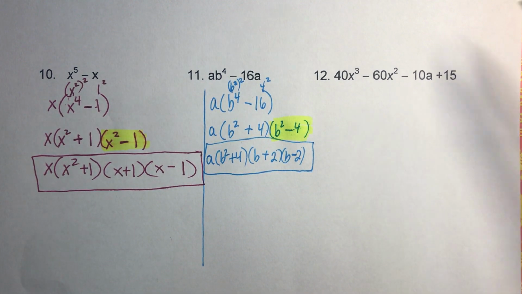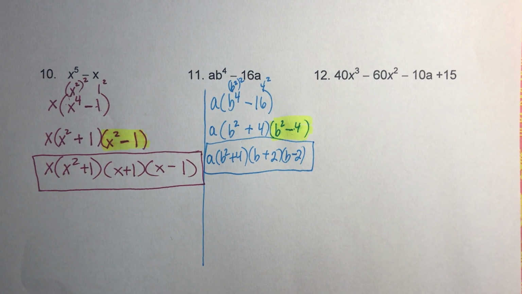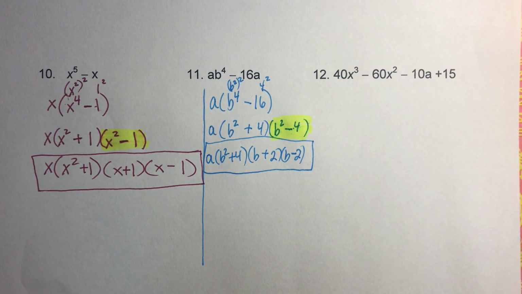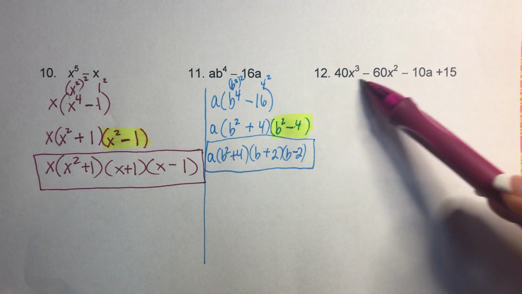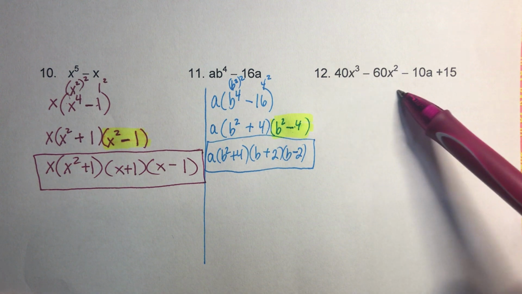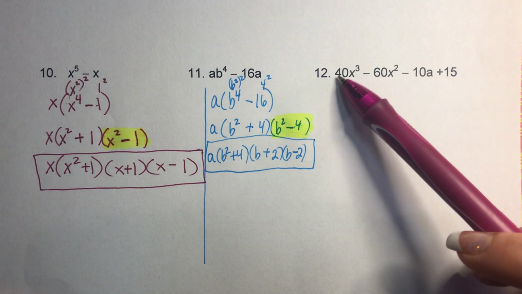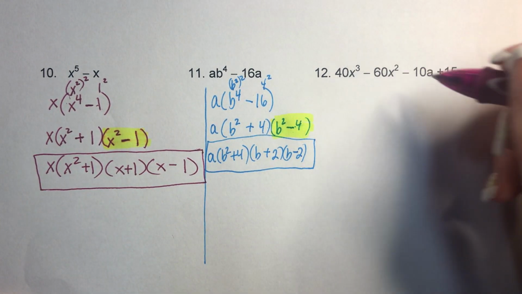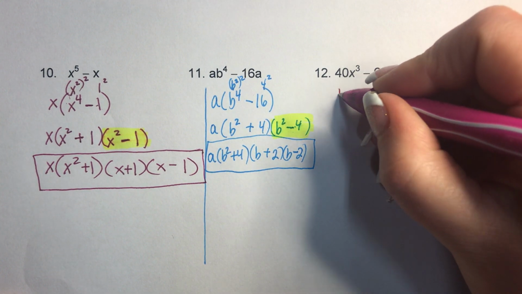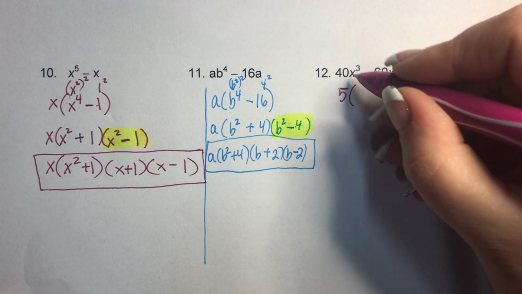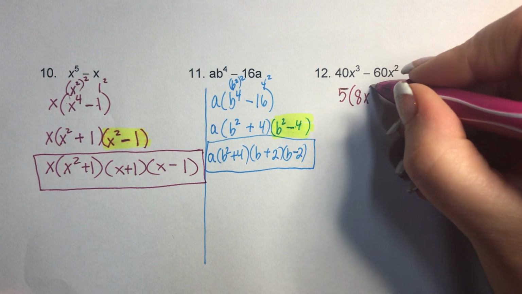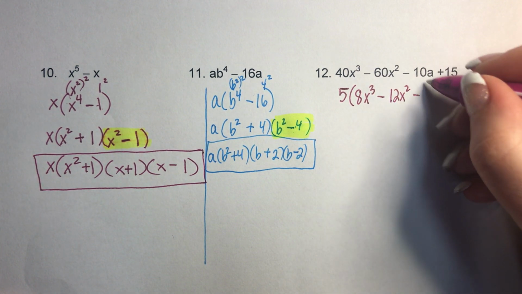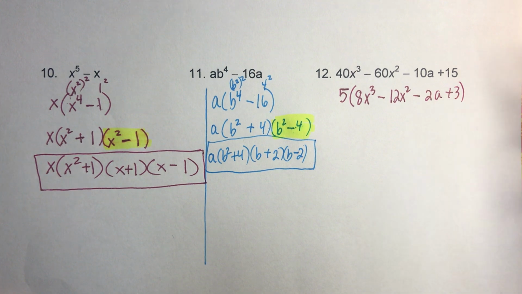So let's look at this last one here. So what do you see? I see 1, 2, 3, 4, right? But the first thing we want to do is look for the GCF of everything. Is there a GCF of everything? 5, right? 5 goes into there, 5 goes into there, 5 goes into there, 5 goes into there. So we can factor out a 5. So let's do that. Factor out a 5, which is going to make this 8x cubed minus 12x squared minus 2x plus 3.